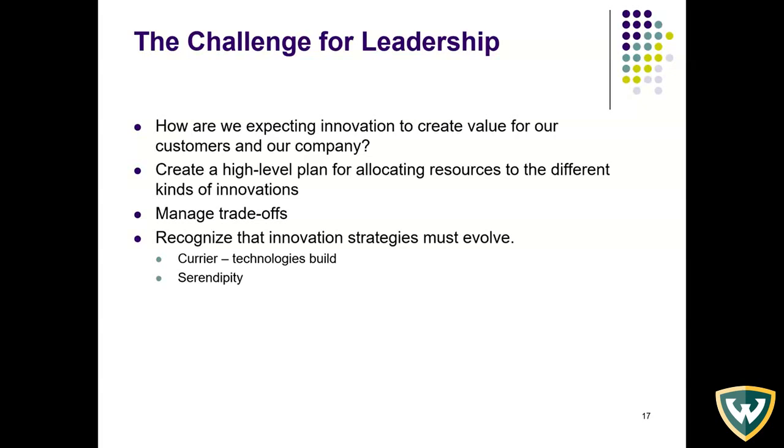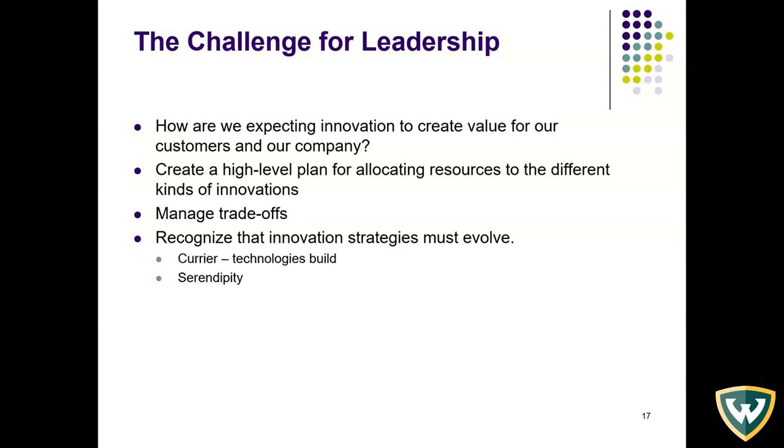Create a high-level plan for allocating resources to the different kinds of innovation. Again, if you've got something coming out of R&D, you're going to need manufacturing, you're going to need engineering, marketing, you're going to need sales. All these resources are going to need to be aligned so that you can get a product to market. Because that's where we're going to get the value. We have to have somebody buy it in order to get the value.